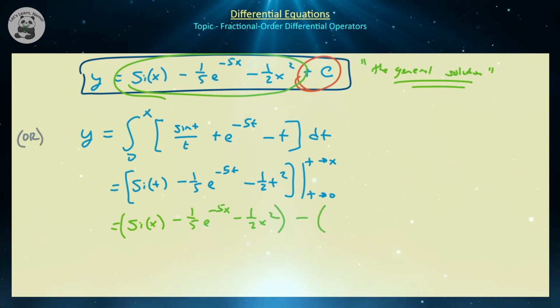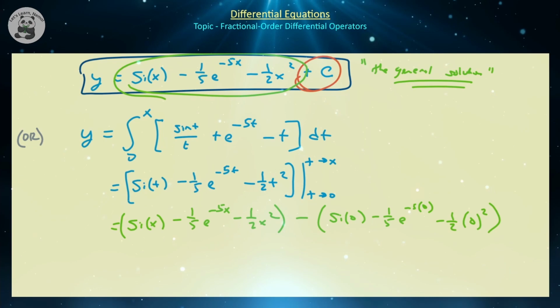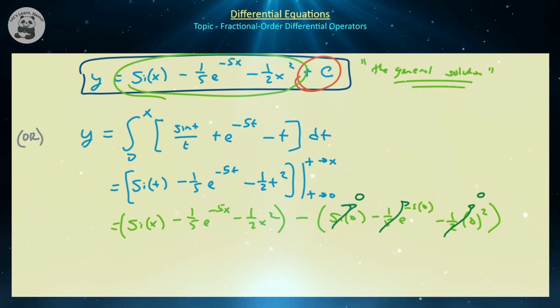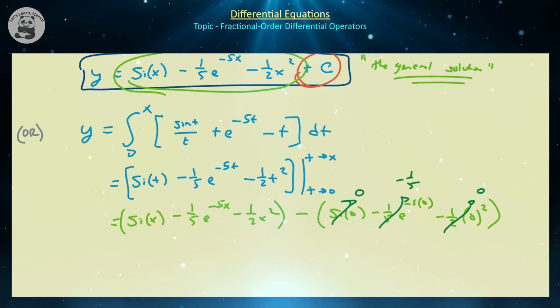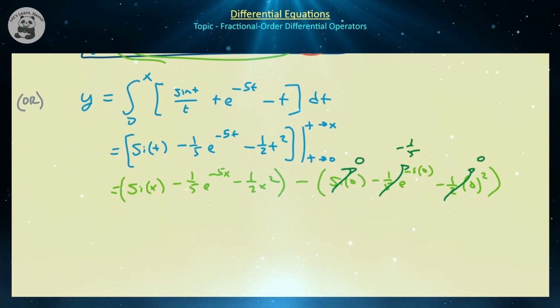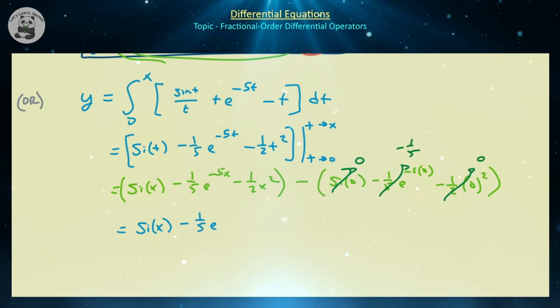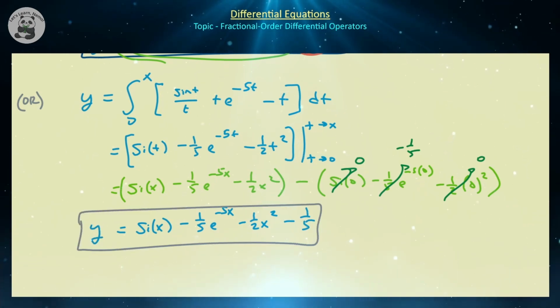And then we're going to have minus the sine integral of 0 minus 1/5 e to the minus 5 times 0 minus 1/2 times 0 squared. So we know that the sine integral of 0 is equal to 0, 0 squared is equal to 0, and this is just going to be equal to minus 1/5. So once we simplify this, what we're going to have is just the sine integral of x minus 1/5 e to the minus 5x minus 1/2 x squared minus 1/5. And one can say that that is equal to y.